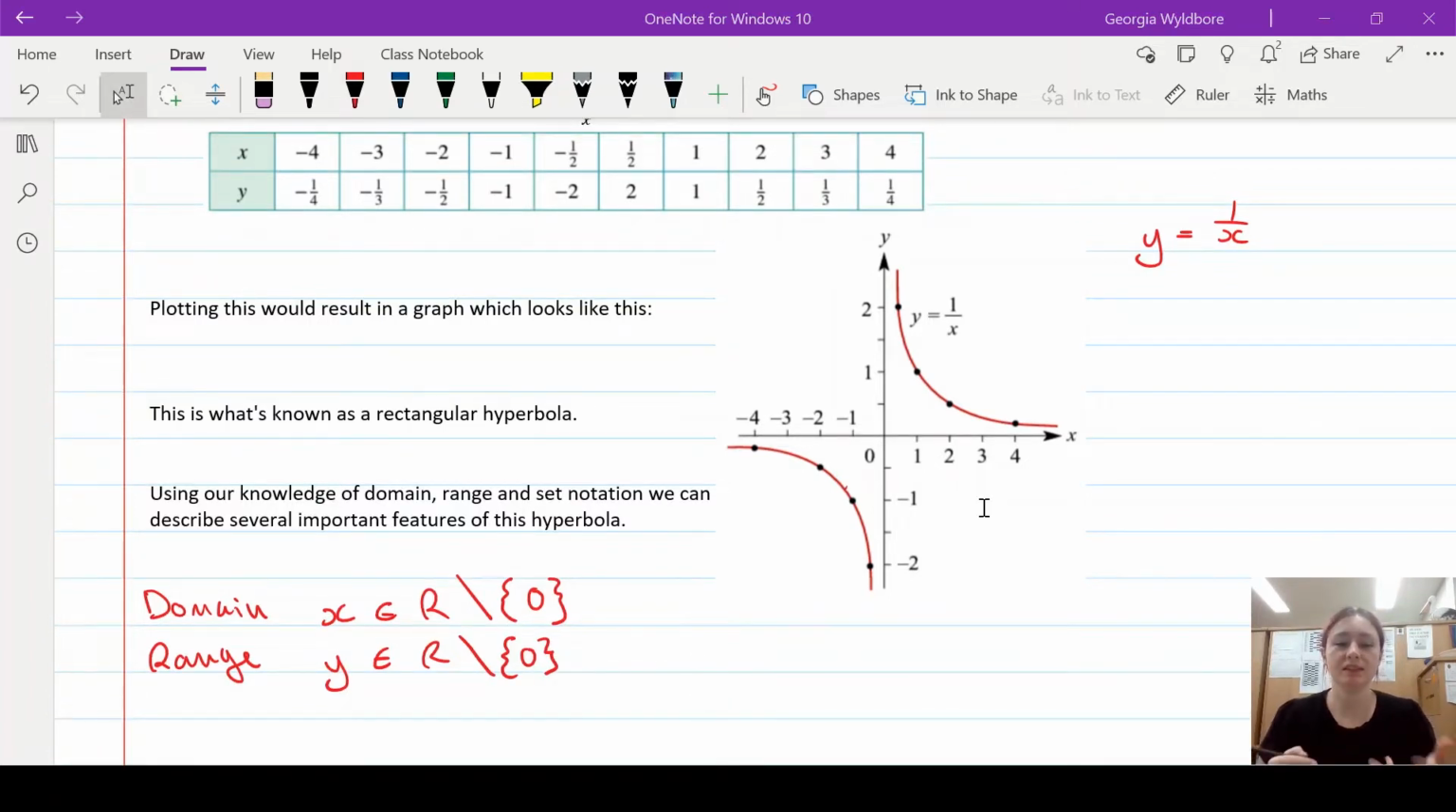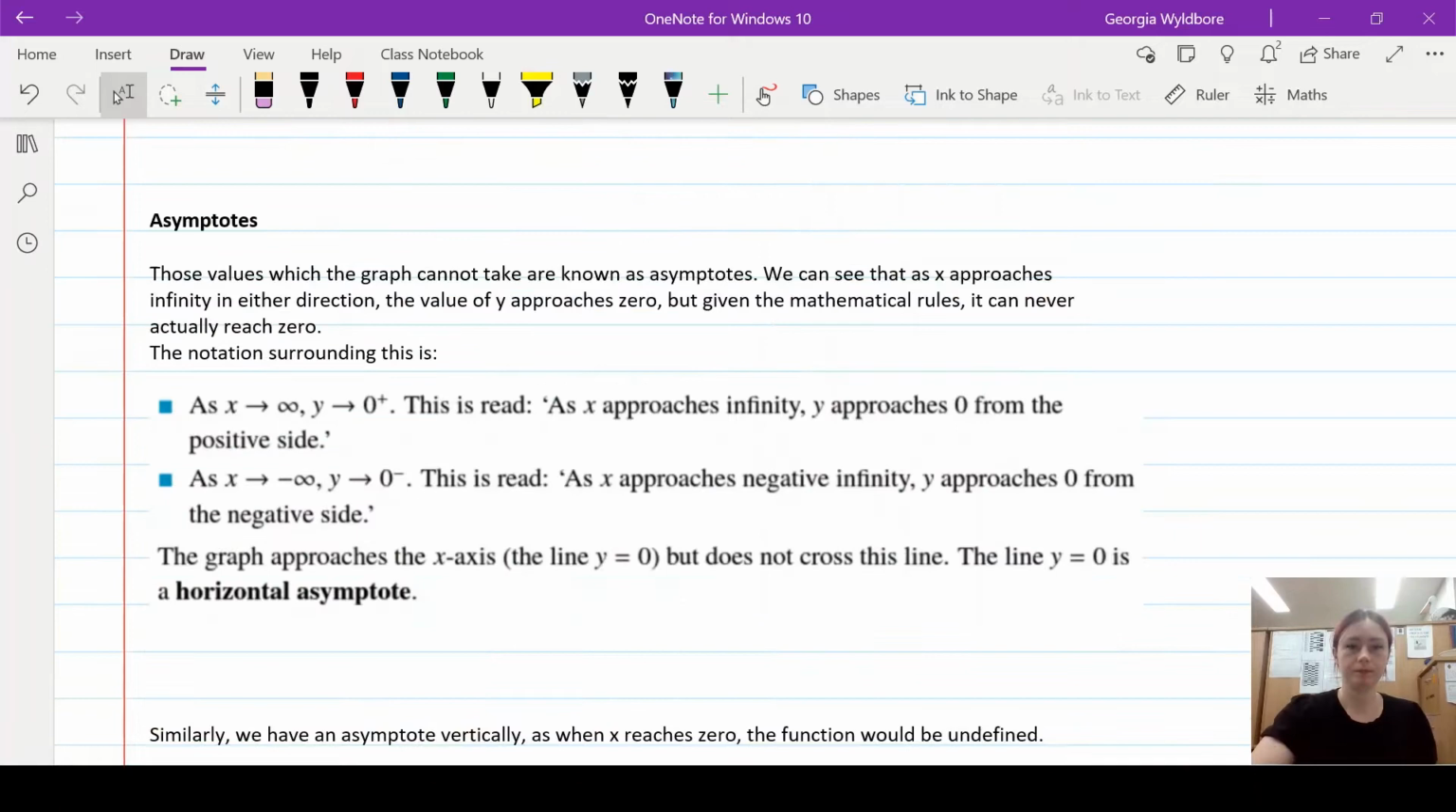So what this is telling us is that because we have these values that our function can never take, and this is a function because if you do a vertical line test, it will always pass, that we have those values that x and y can never take. So if we think of that as x moves towards infinity, y is going to move ever closer to 0, but it can never actually exactly equal 0.